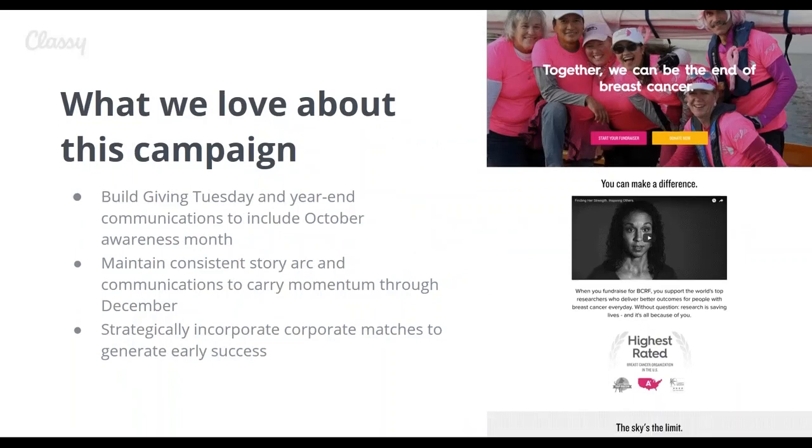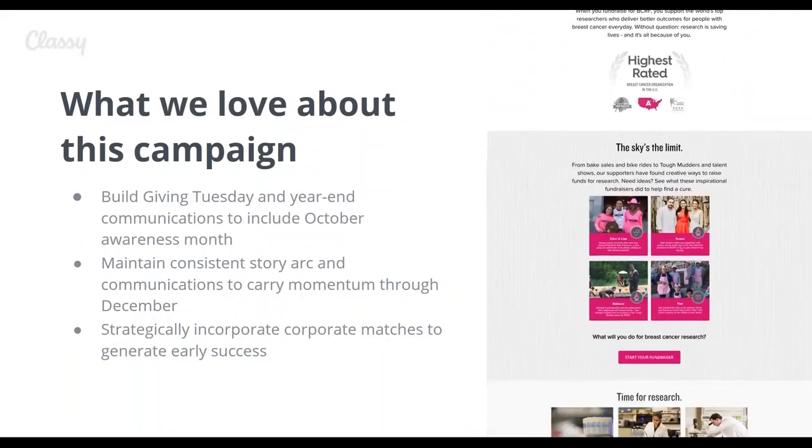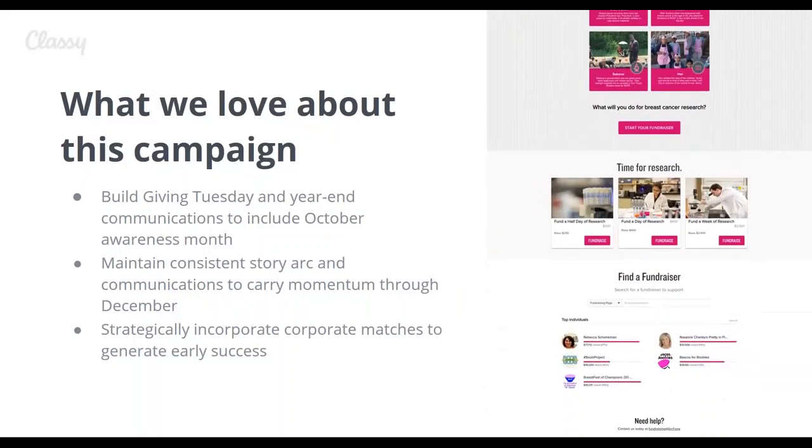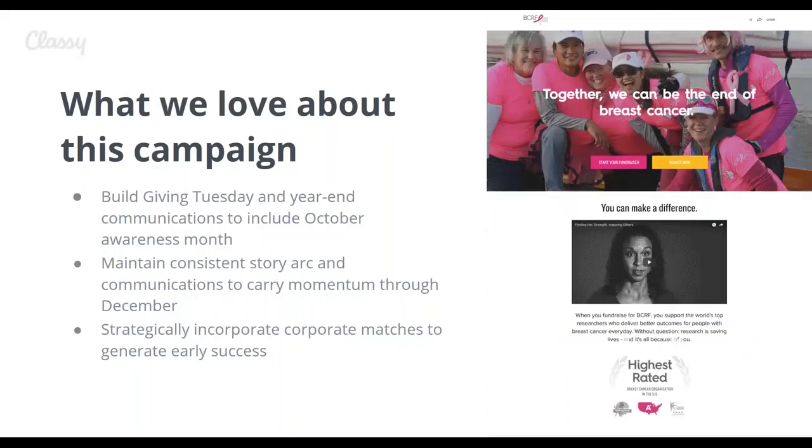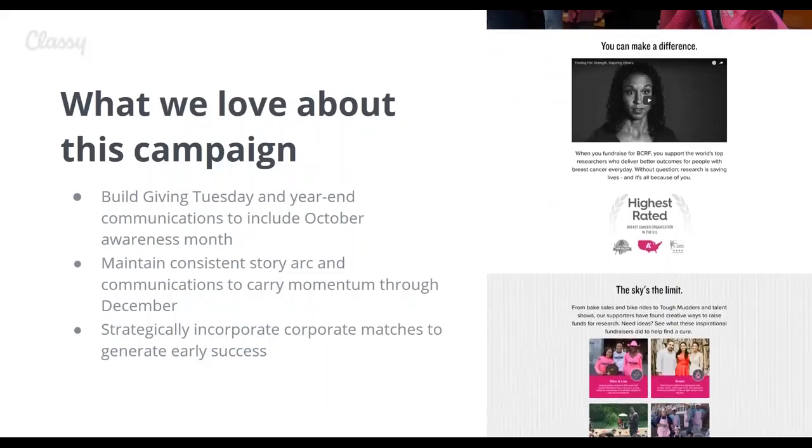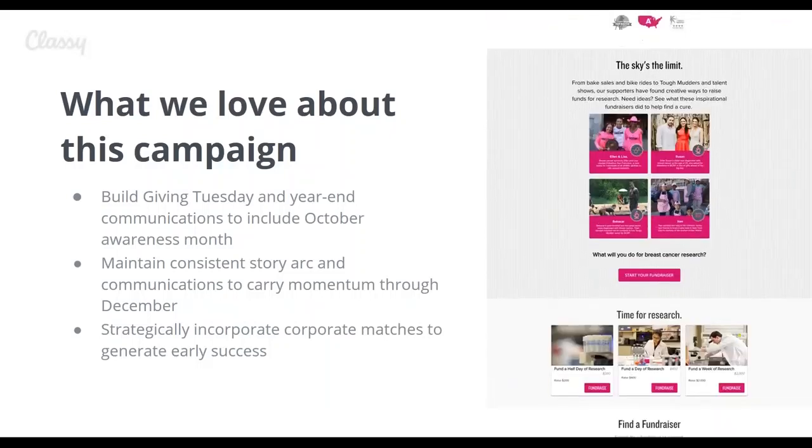All right, we're going to next check out a few of our favorite campaigns that had strong promotional strategies in their 2017 year end. Breast Cancer Research Foundation did an excellent job of building a consistent story across its end of year appeal last year.